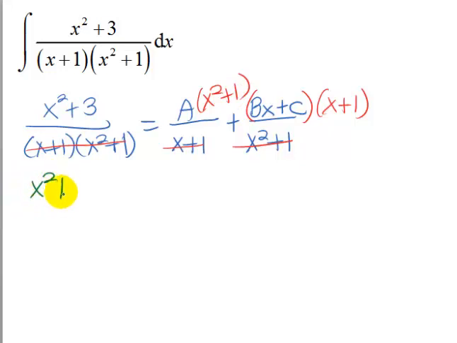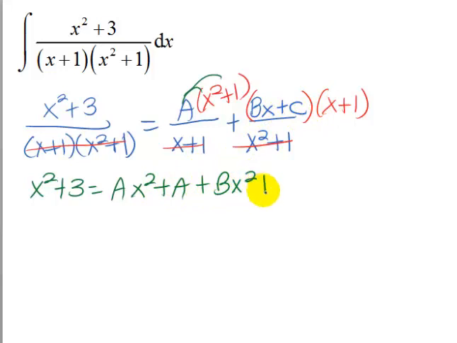So we're going to multiply everything out. We're going to distribute this A through: Ax squared plus A. This will need to be FOILed, plus Bx squared plus Bx plus Cx plus C. Now we're going to look at each type of term, and the only way that a polynomial on the left-hand side can equal the right-hand side is if the coefficients are equal.